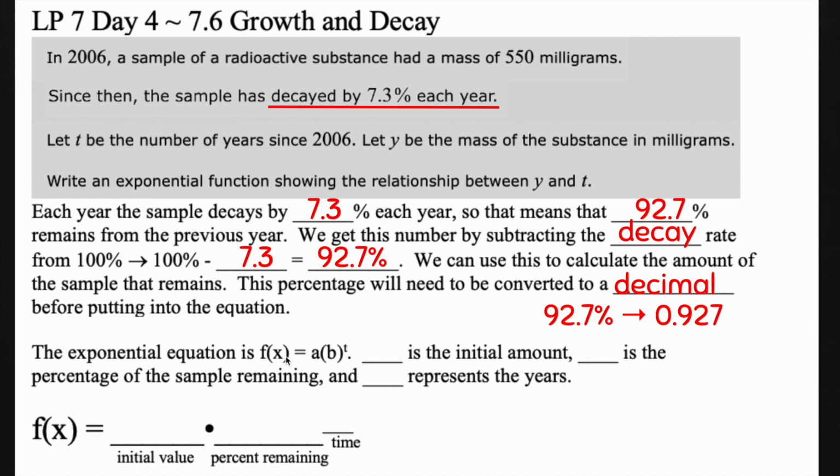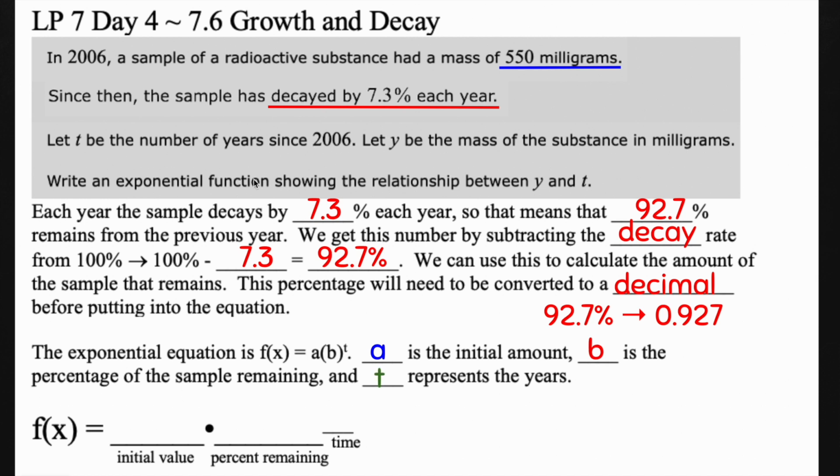So the exponential function is f of x equals a times b to the t power. A is going to be our initial value. That's always the initial. B is the percentage of sample remaining. So that's why we needed to calculate that percentage remaining. And T represents our years.